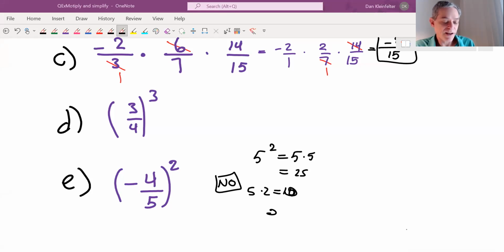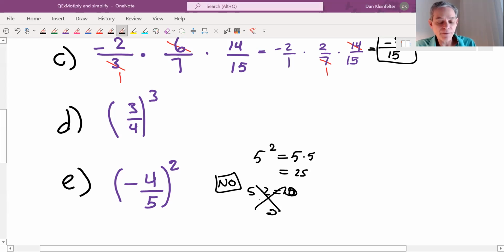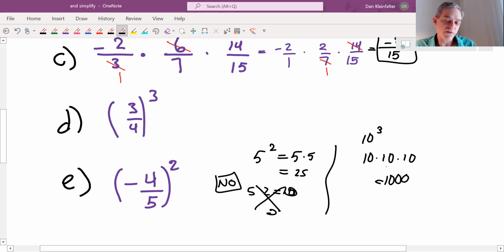Okay, there, we're back. All right, so 5 squared is 25. It means we're using 5 as a factor twice. It doesn't mean 5 times 2, which is 10. That's completely wrong. As another example, 10 cubed is not 30. It's 10 times 10 times 10, which is 1,000. Okay, just a quick review of exponents.